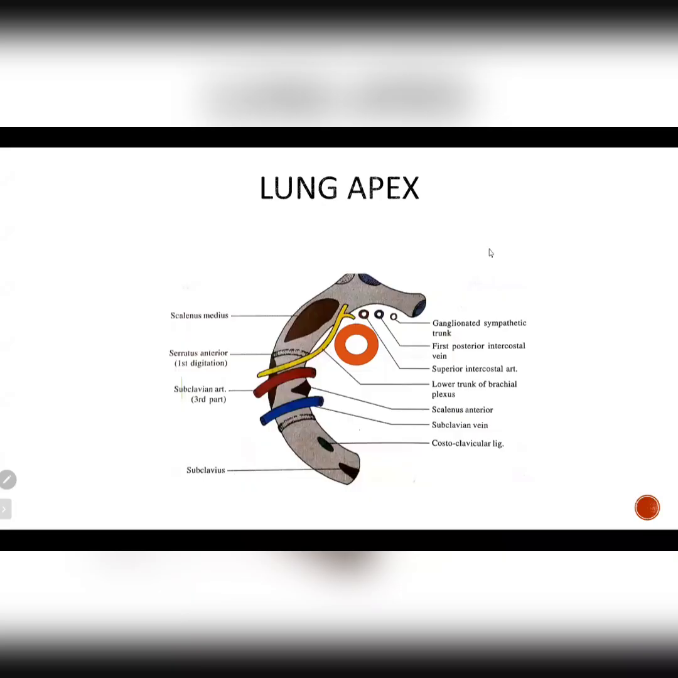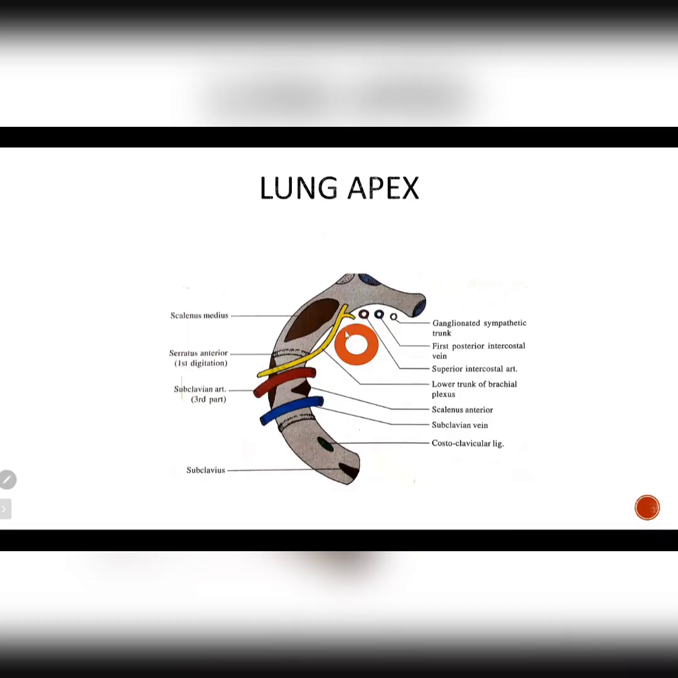Ganglionated sympathetic trunk. Yes, first is the sympathetic trunk. And then the first posterior intercostal vein, also called the highest intercostal vein. Good. Superior intercostal artery. And finally, there's one more nerve over there. Brachial plexus, lower trunk of brachial plexus. Good. This position here we should just name as the T1 spinal nerve, which will then form the lower trunk of the brachial plexus going above the first rib.